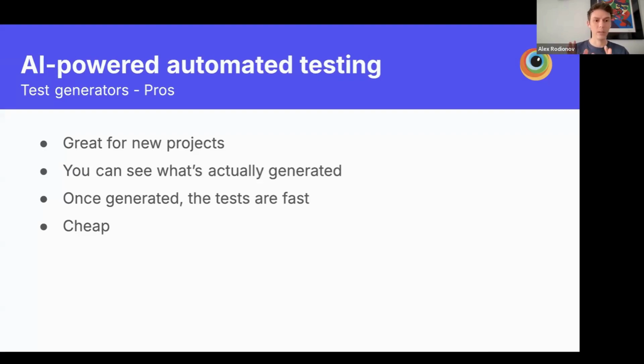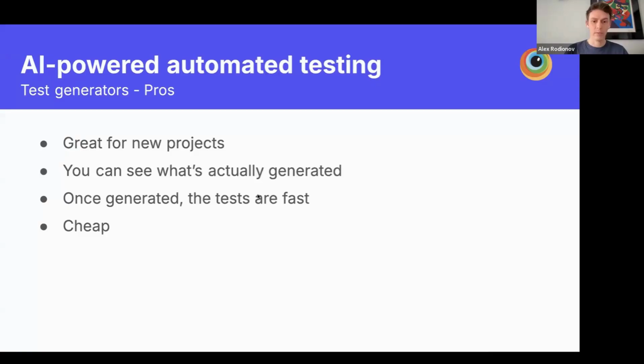I think one of the greatest advantages is you can actually see what's happening. You can see what's generated, inspect the code, whether you like it or not. But at this point, it's just the code. There's no AI communication. It's just there, plain text. You can change it however you want, and you can inspect it.